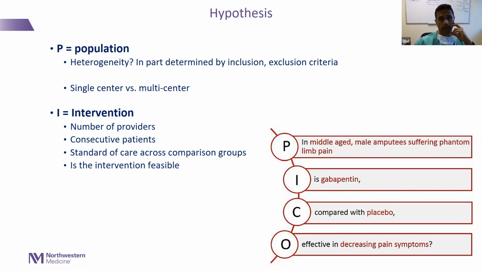Intervention, and here you need to consider how many providers are part of this, were patients enrolled consecutively, what is the standard of care across comparison groups, and is the intervention itself actually feasible? Here in this case, gabapentin is feasible. So it's a very cheap drug and it's easy to administer.